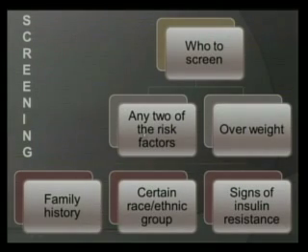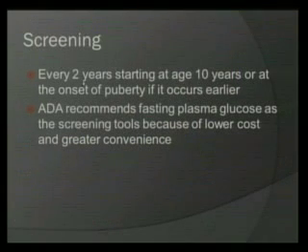So when to screen? Screening should be done every 2 years, starting at age 10 or at the onset of puberty if it occurs earlier. And ADA recommends using fasting plasma glucose as the screening tool because of the lower cost and greater convenience.